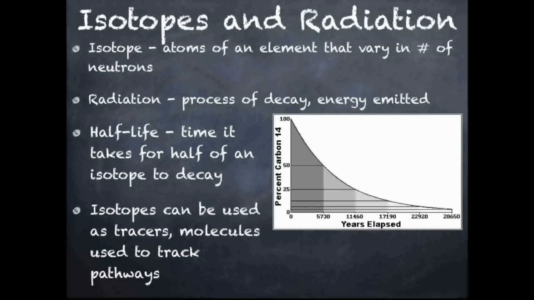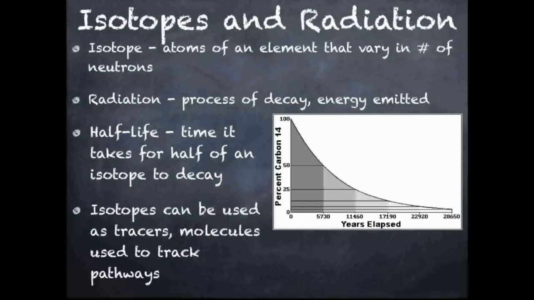Radiation is a process through which molecules actually lose energy, and they lose this through losing protons. So something like uranium, which is radioactive, will lose protons, lose energy, and become other molecules. And this is really important because it allows us to date things.